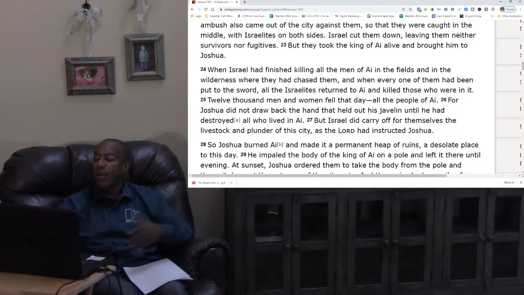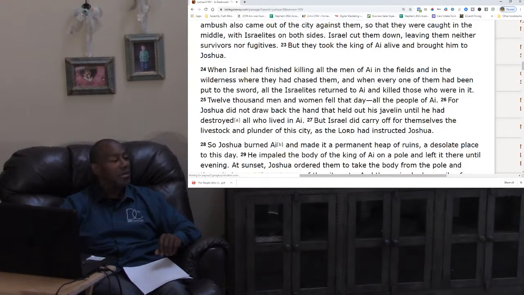When Israel finished killing all the men of Ai in the field, in the wilderness, where they had chased them, and when every one of them had been put to the sword, all the Israelites returned to Ai and killed all who were in it. 12,000 men and women fell that day, all the people of Ai. For Joshua did not draw back his hand that held out the javelin until he had destroyed all who lived in Ai. But Israel did carry off for themselves the livestock and the plunder of the city, as the Lord had instructed Joshua.